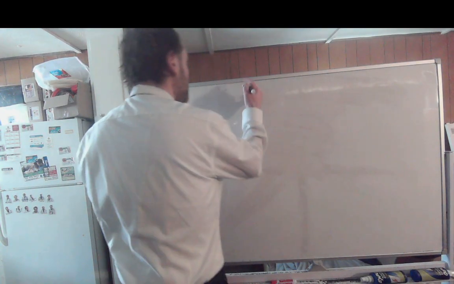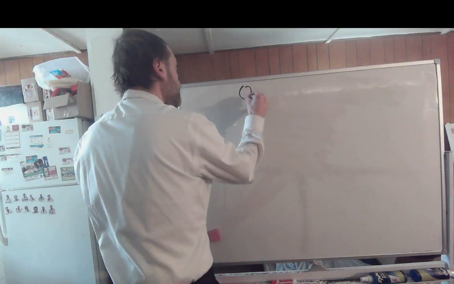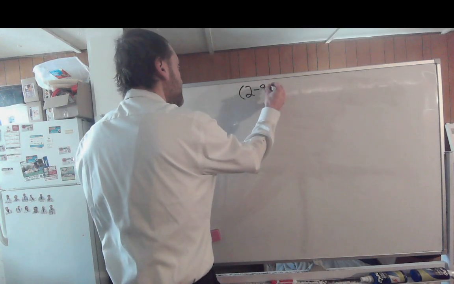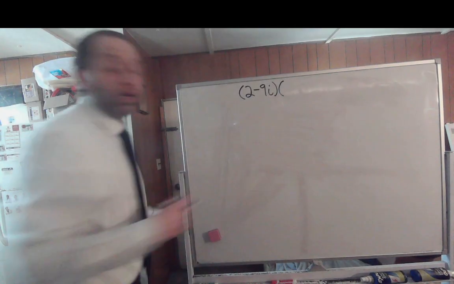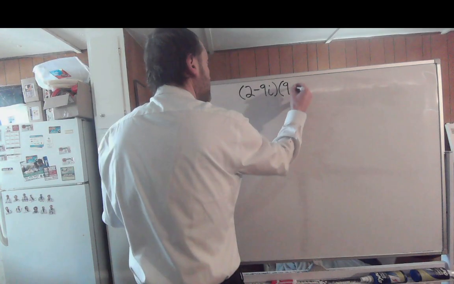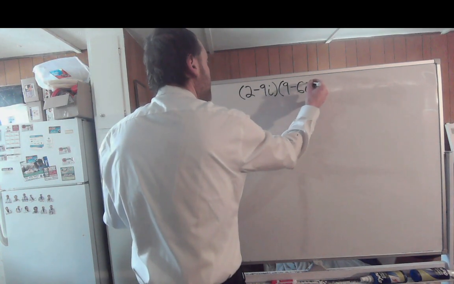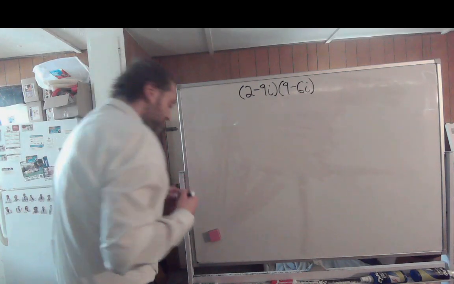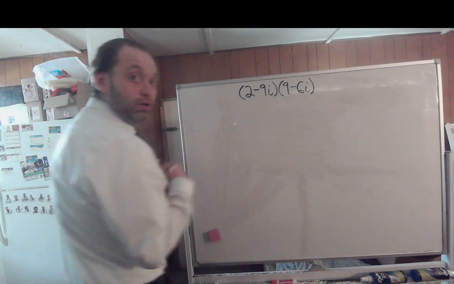We have the quantity of 2 minus 9i times the quantity of 9 minus 6i. All right, so still, let's go ahead and FOIL.